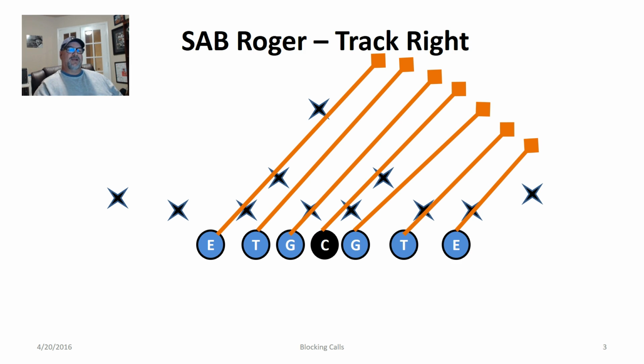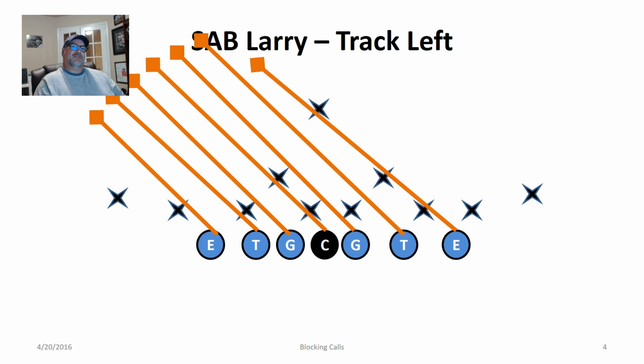So instead of actually having a true zone, here's Larry, you could run this angle block, Larry and Roger, instead of a true zone block. And it sort of works at the youth level because there's just a lot of people going that way. So that's just angle blocking there, or severe angle blocking.